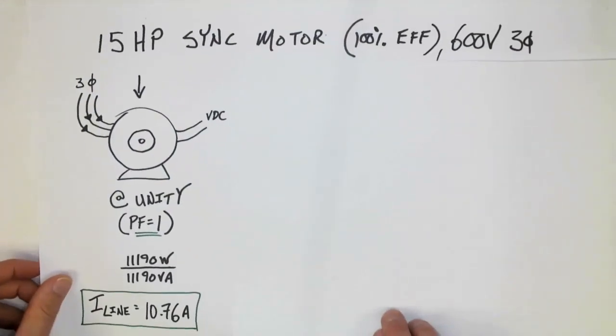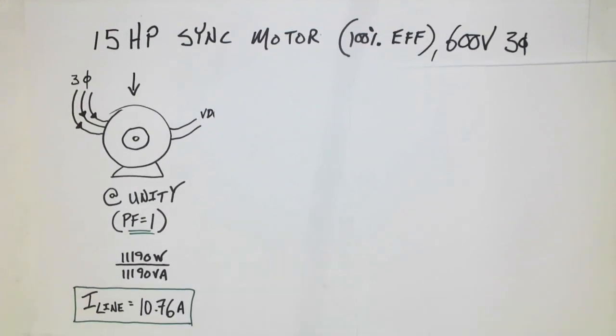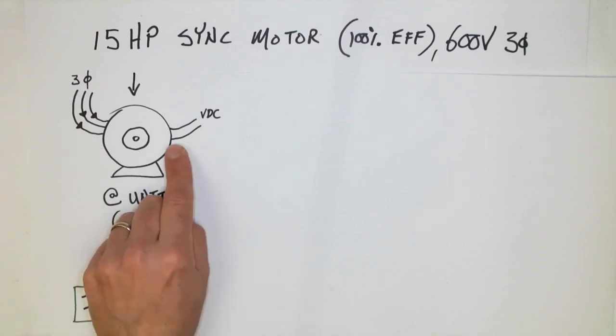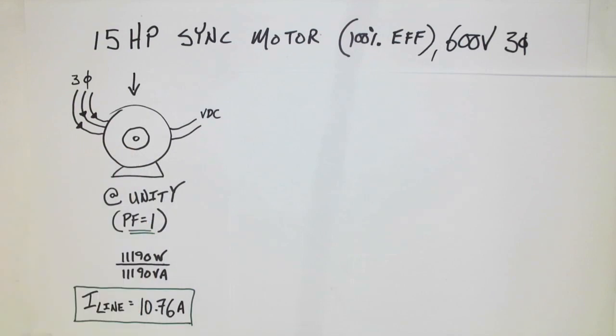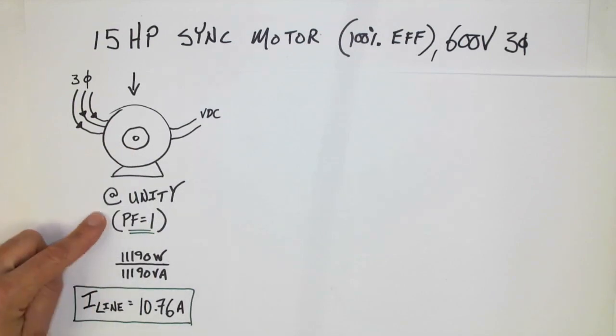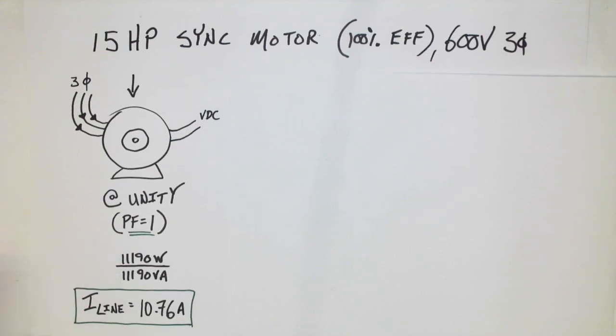Let's take a look at the basic process for a synchronous motor. If we had a 15 horse synchronous motor that was 100% efficient with 600 volt three phase, we know that there is DC excitation that energizes an electromagnet that is in the rotor. And if we operated at power factor of unity, or power factor of 1, the watts and the VA would be identical. And how did I calculate the watts? Well, I took 15 and I multiplied it by 746.